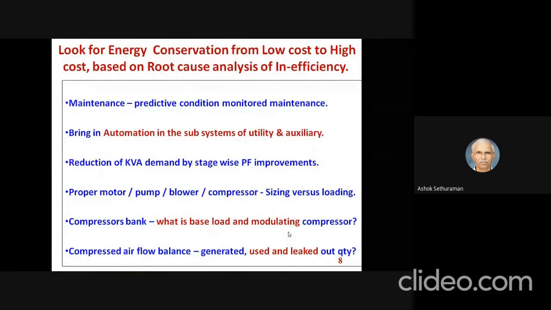All the preliminary data collection is over in the industry, either before, in person, or during the first day itself. Then we look for the energy conservation proposals. It is low cost, high cost, but based on the root cause analysis of inefficiency. This is more important. Everyone says the symptoms that have happened, and for that symptom, we are giving some suppression.